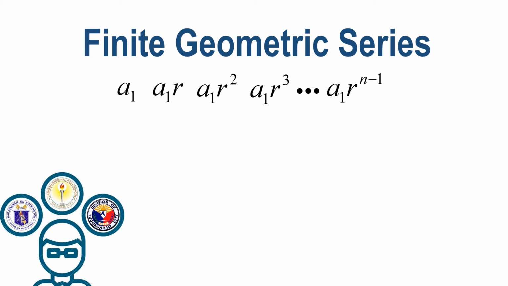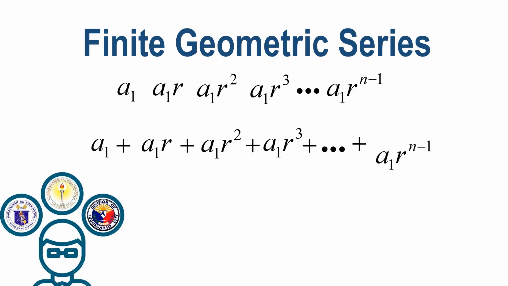When I add the terms of this geometric sequence, I am actually forming a geometric series. Hence, a geometric series is a sub 1 plus a sub 1 r plus a sub 1 r squared plus a sub 1 r cubed and so on until a sub 1 times r raised to n minus 1.